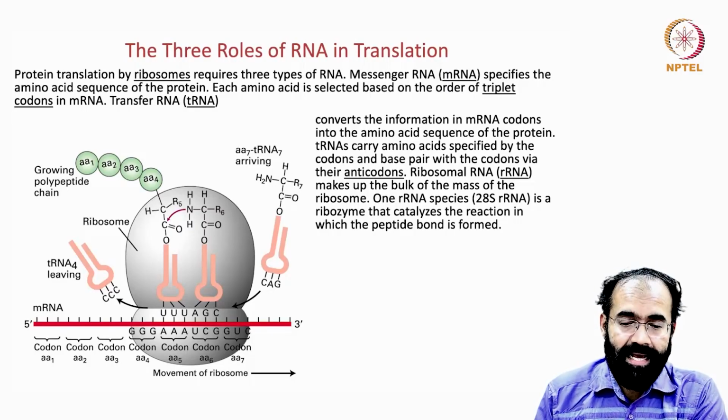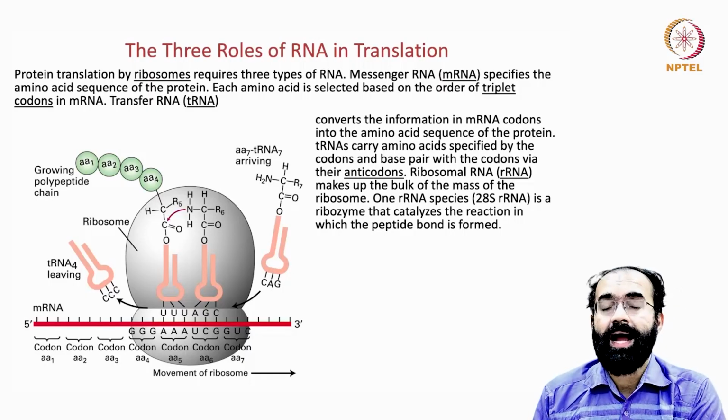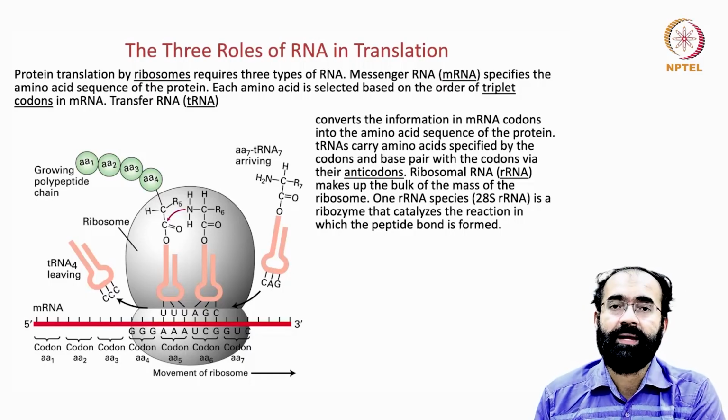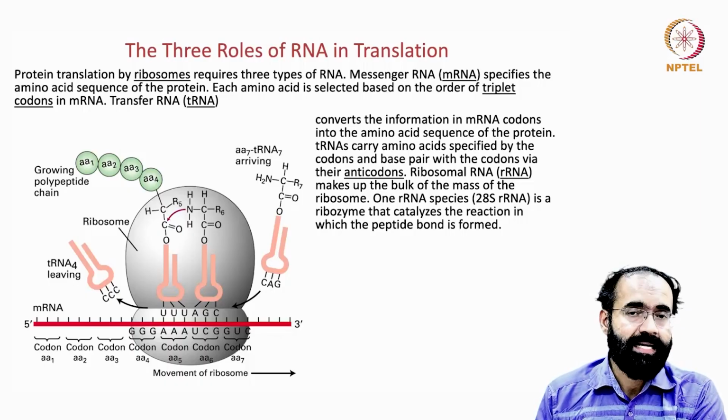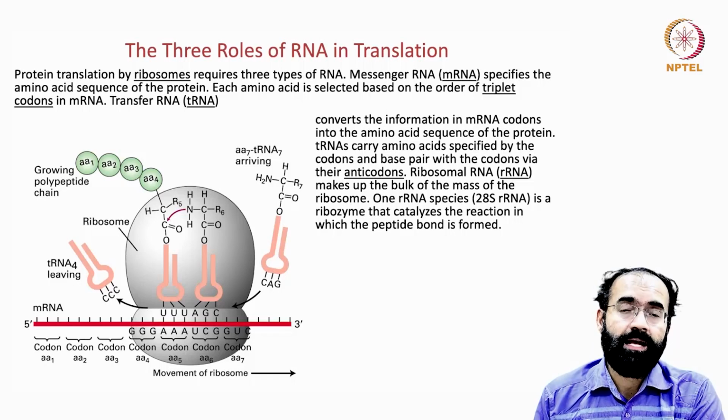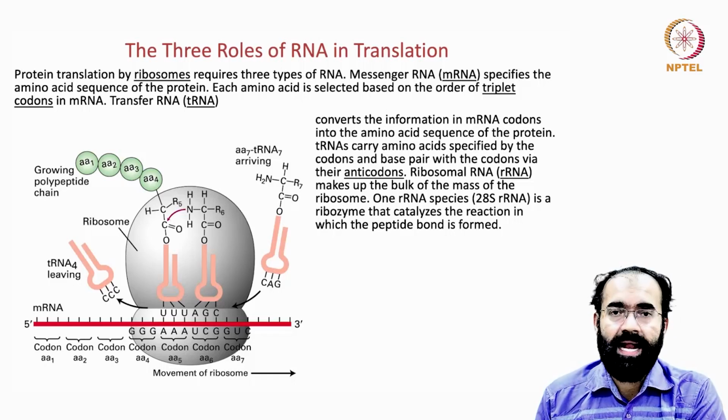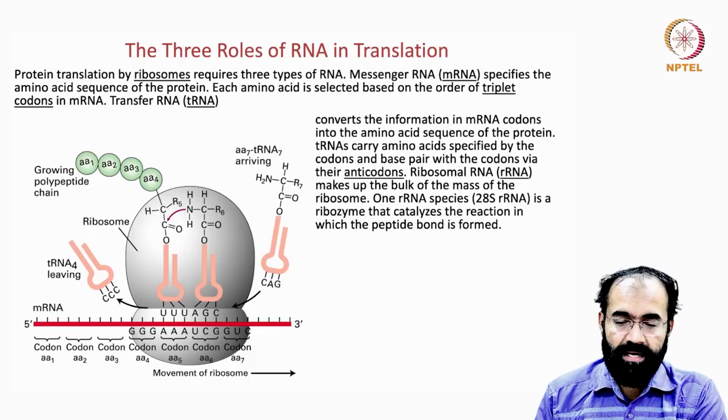So tRNAs carry amino acids specified by the codons, and base pair with the codons via their anticodons. So an anticodon is another 3 bases which is complementary to the codon. The anticodon is present on the tRNA. The codons are present on the mRNA. So the anticodons and codons pair, and that will deliver one amino acid.